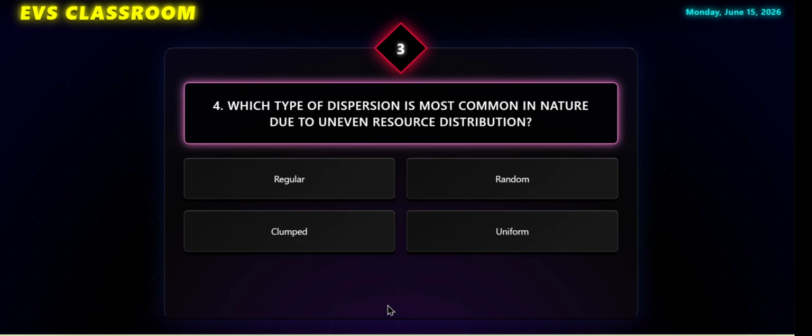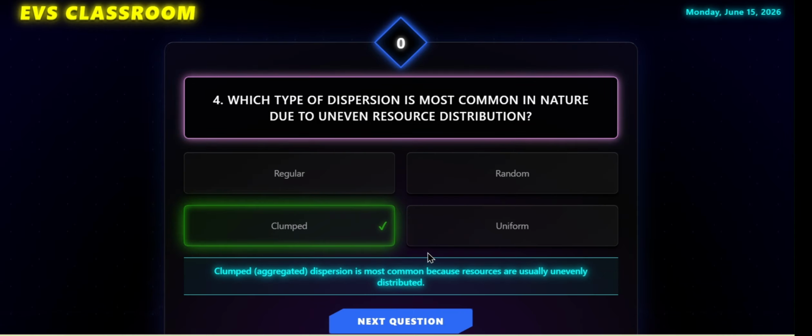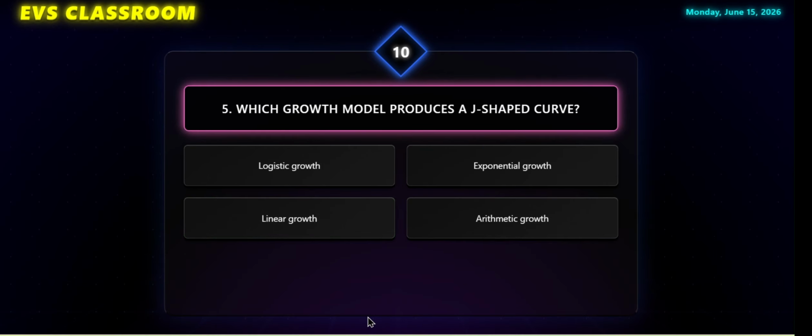Which type of dispersion is most common in nature due to uneven resource distribution? Clumped dispersion is most common because resources are usually unevenly distributed.